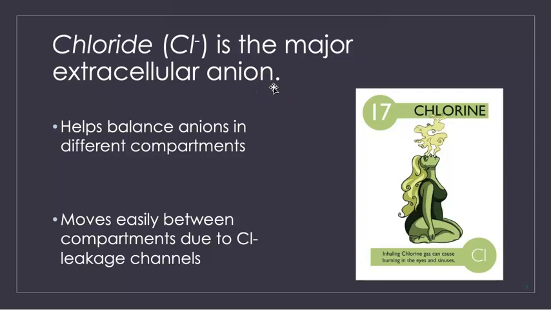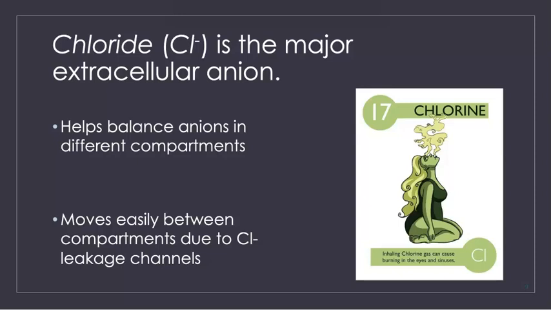As far as extracellular ions go, chloride is the major extracellular anion, so a negatively charged ion. Basically it's there to help balance other anions. It moves pretty easily between cells and between areas because there are lots of chloride leakage channels. So it's really there to maintain a balanced charge. We don't really talk too much about it here. You go into more cell physiology and you'll learn a lot more about chloride ions.